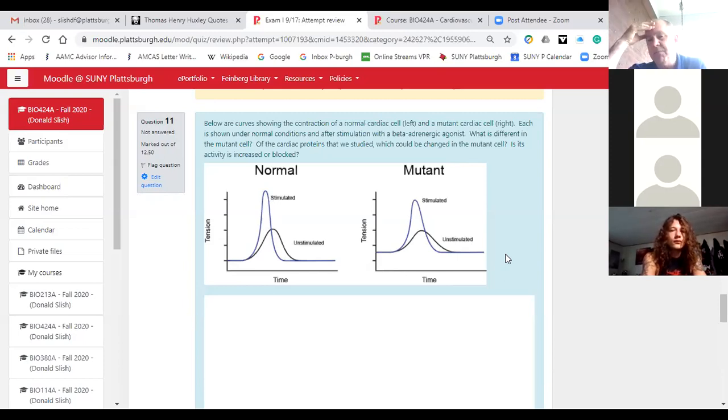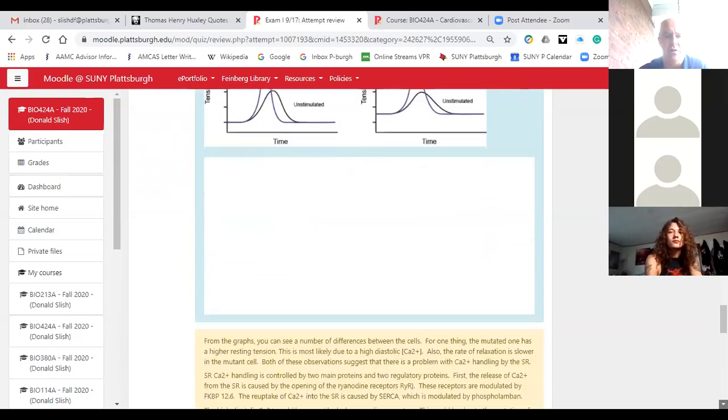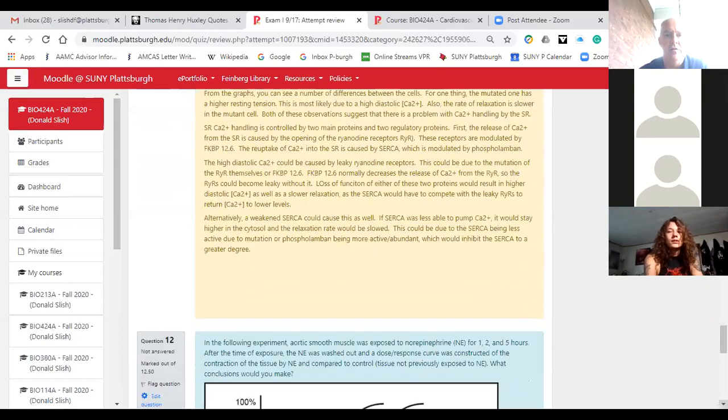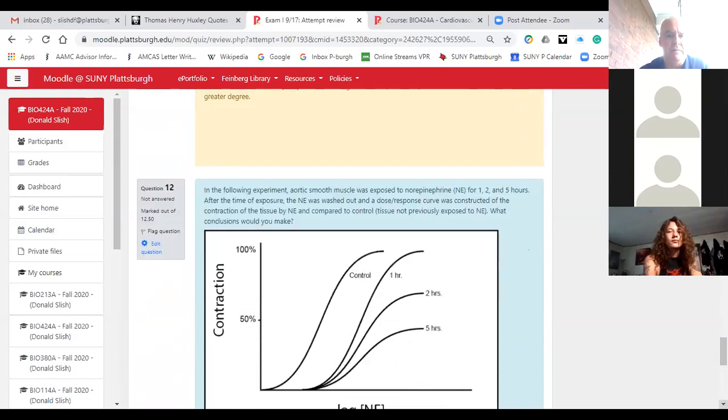And I think we'll see that in the paper we talk about shortly, where calcium leaking out of the ER causes a high resting calcium and a little bit of tension during diastole. Okay, so that's mainly what I was looking for there. Look at all I wrote. Boy, oh boy. I must be smart.